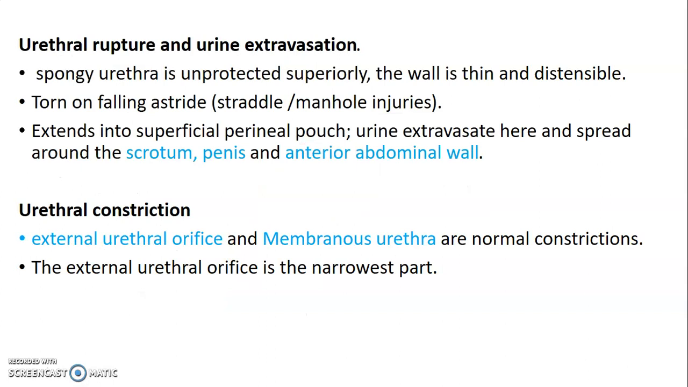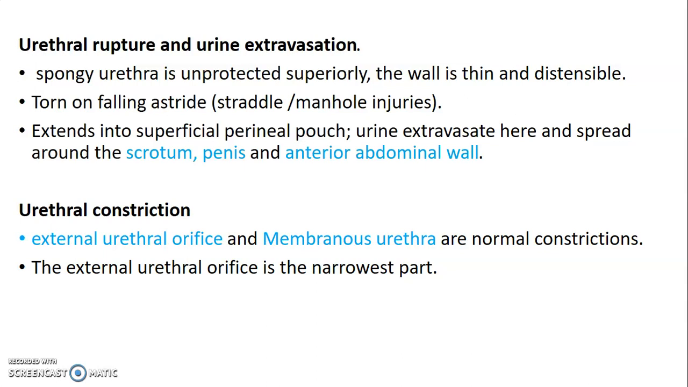Then another clinical correlate is the urethral rupture and urine extravasation. So the spongy urethra is usually unprotected superiorly and its wall is thin and distensible. So when this occurs especially in males, when they fall astride and, let's say, one limb falls inside a manhole, we call them straddle or manhole injuries. The urethra is usually torn, and extravasation of urine usually extends to the scrotum, the penis, and anterior abdominal wall because of the extension into the superficial perineal pouch.